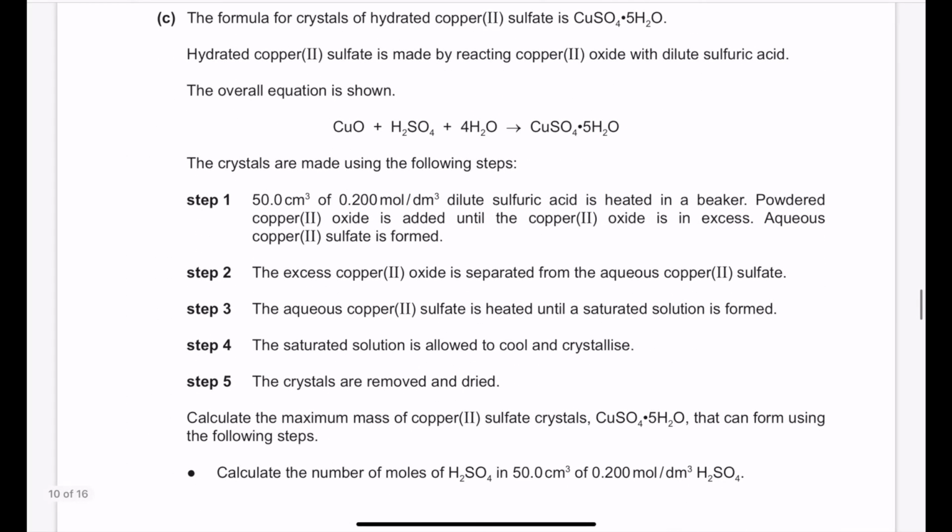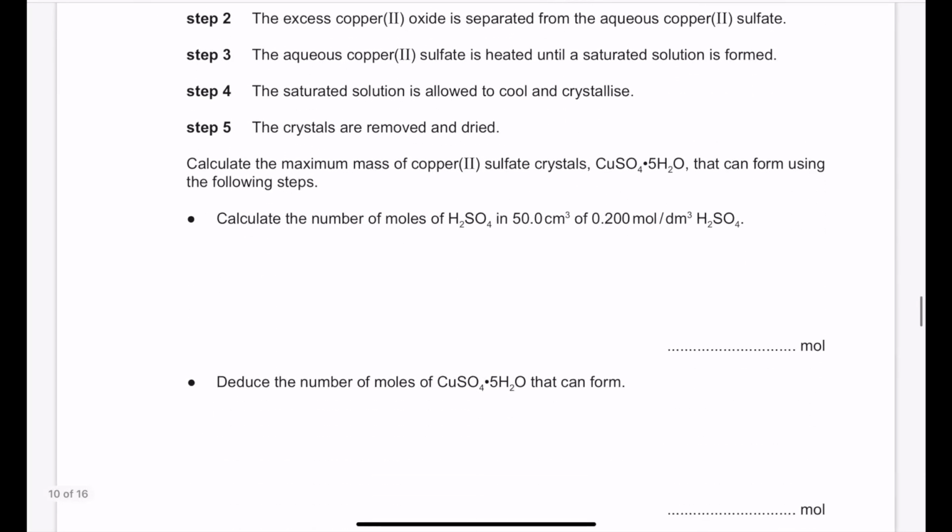Next one, moles calculation. First, you're asked to look for the number of moles of acid. You're given the volume and concentration, so the formula is n = CV. Concentration 0.2, volume: the unit for volume is always dm3. From cm3 to dm3, we divide by 1,000. What do you get? 0.05. So eventually we get 0.01 mole.